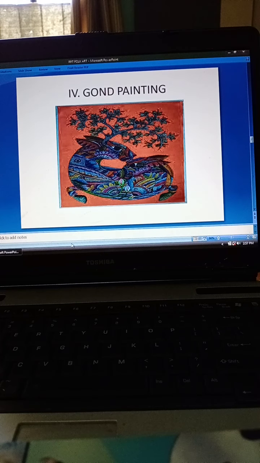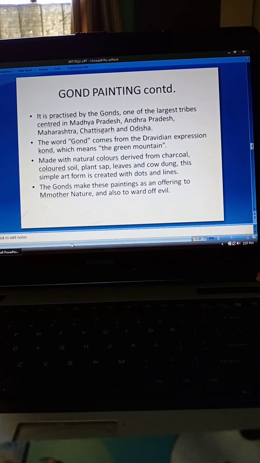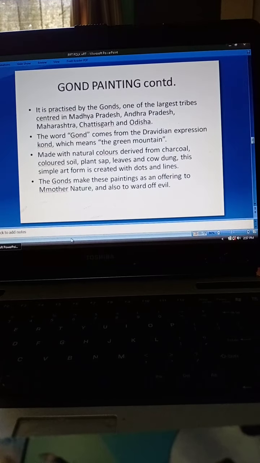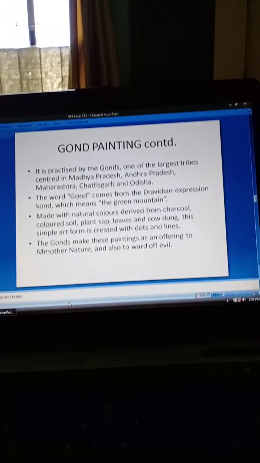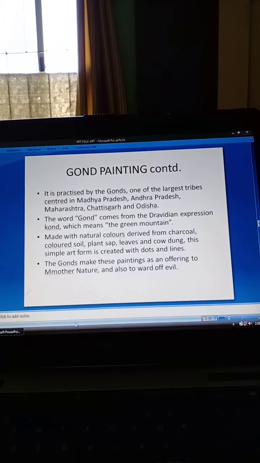Then you have Gond painting. The very word Gond would suggest that this is a kind of tribal painting. It is practiced by the Gonds, one of the largest tribes centered in Madhya Pradesh, Andhra Pradesh, Maharashtra, Chhattisgarh, and Orissa. The word Gond comes from the Dravidian expression Gond, which means the green mountain.